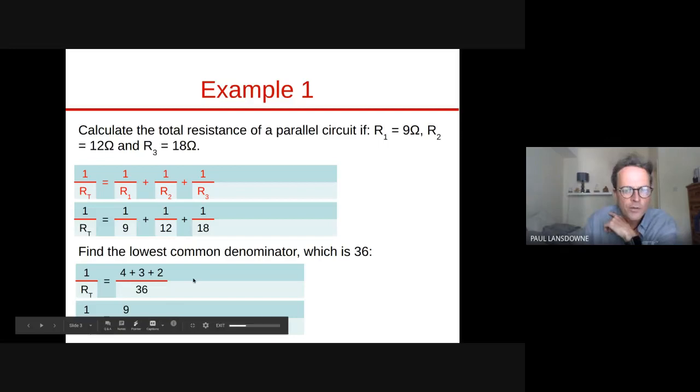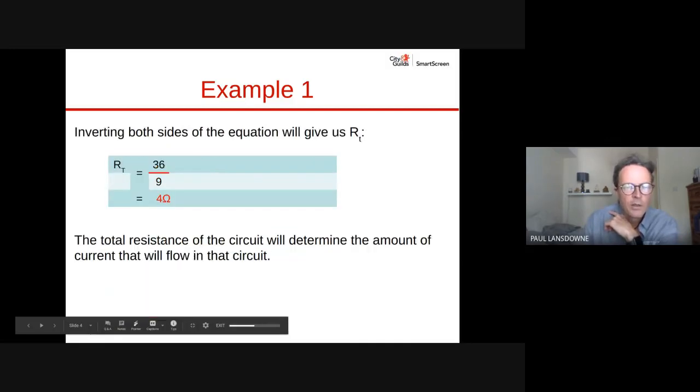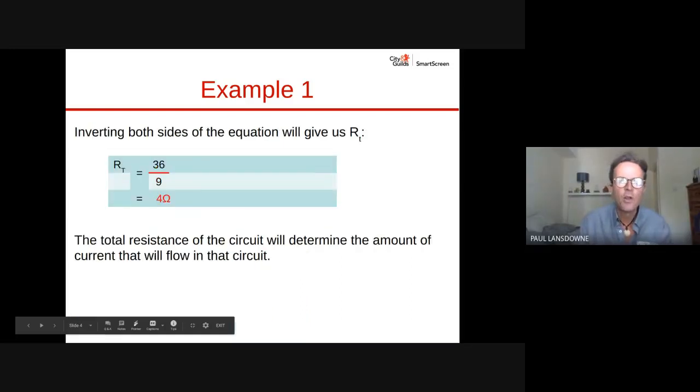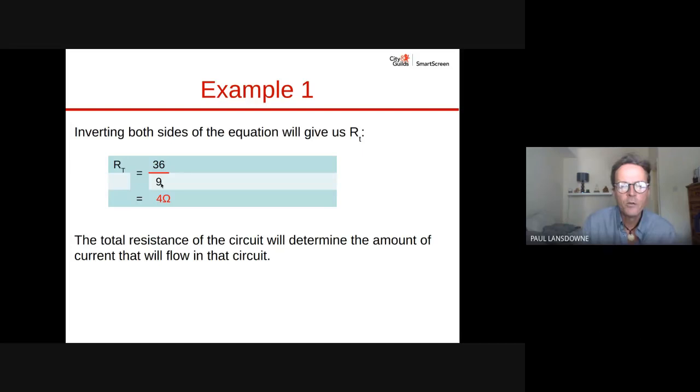So you've got 1 over RT. So if you turn that back around, so you've got 9 over 36. So you have to invert it. You have to flip it to get your answer, which then gives you 36 over 9, which gives you an answer of 4 ohms.